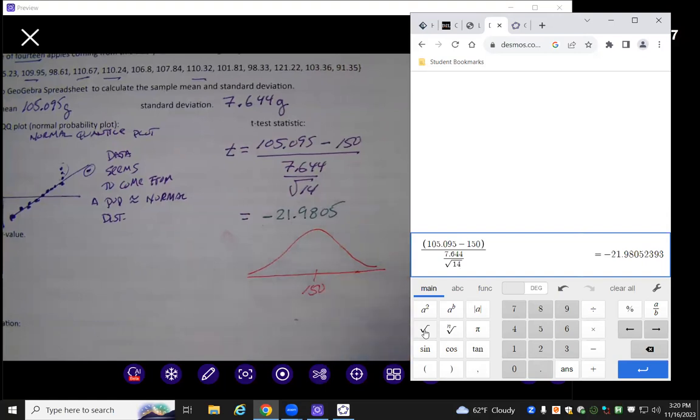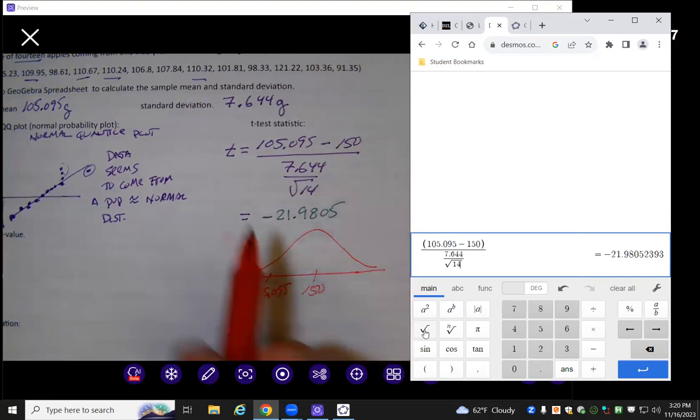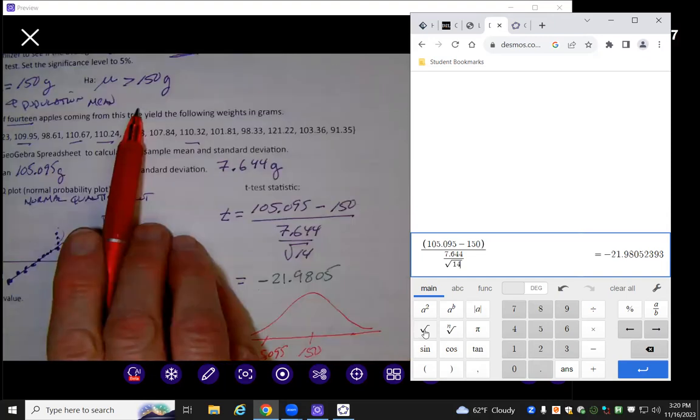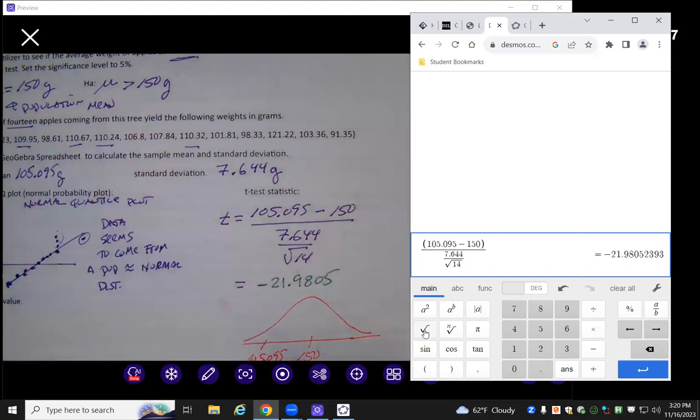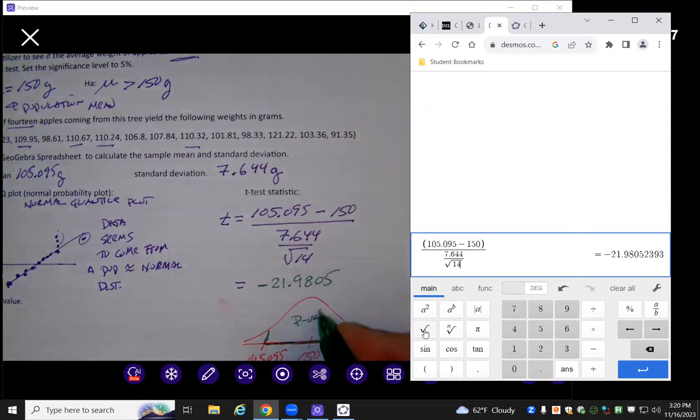So it's 150, and I got 105.095. Now I look at my direction. This tells me to go to the right. So if I landed to the left, to calculate the p-value I have to go to the right because of my alternative. My alternative says greater than 150, so I have to go in this direction. This area right here is my p-value.